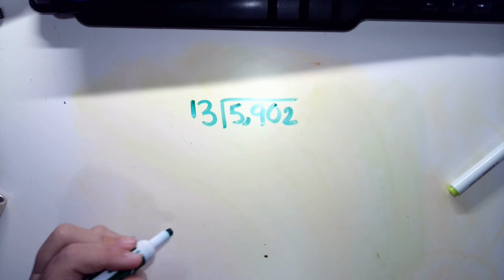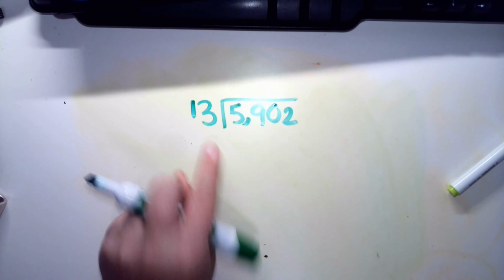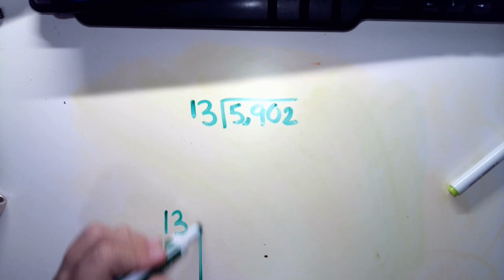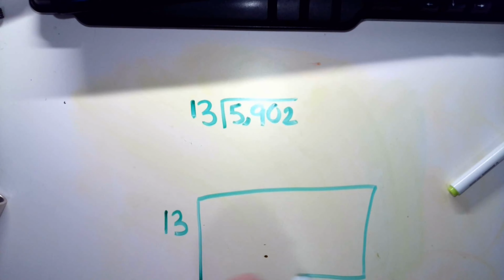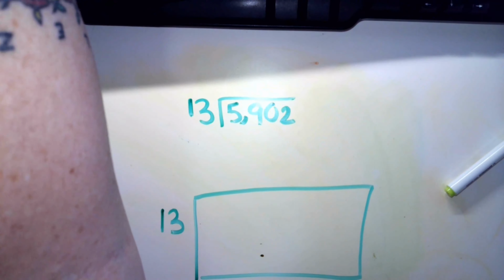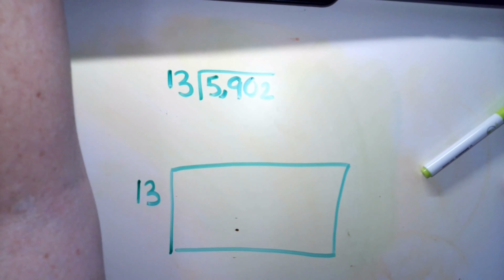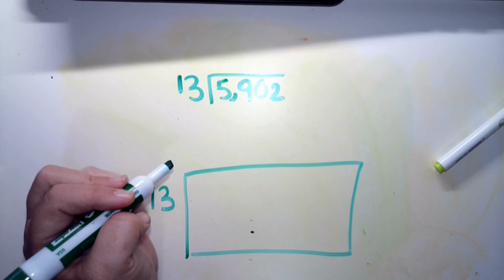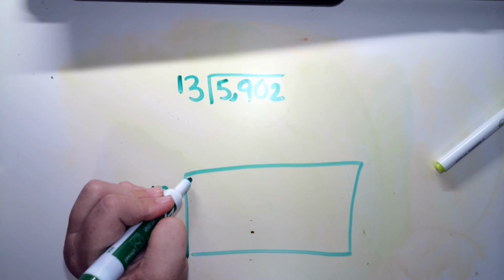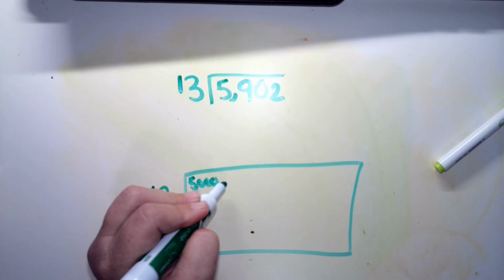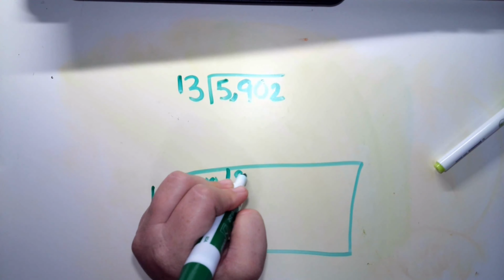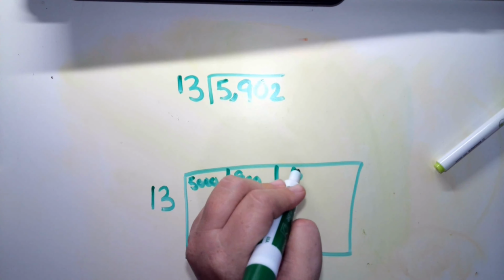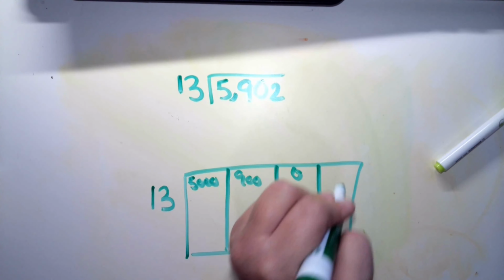The first thing I want to do is I'm going to put this number, my 13, over here, and then I'm going to create a box where I'm going to break apart, decompose my 5,902. Okay? So I'm going to make this one 5,900. I'm not going to forget about my 0. And 2.